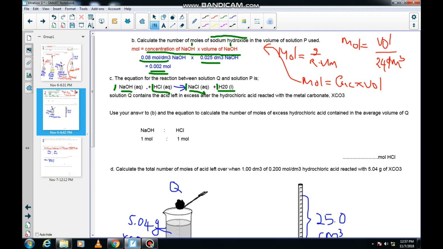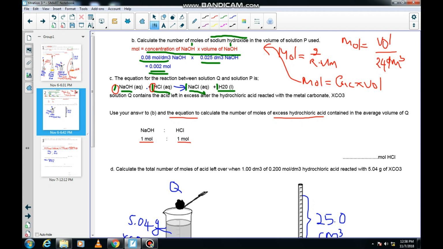Use your answer to B and the equation to calculate the number of moles of excess hydrochloric acid contained in the average volume of Q. Use your equation, and according to the equation, 1 mole of sodium hydroxide reacts with 1 mole of hydrochloric acid. This is what you have here. 1 mole of sodium hydroxide reacts with 1 mole of hydrochloric acid.